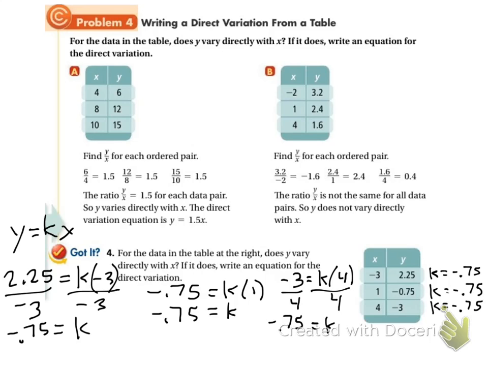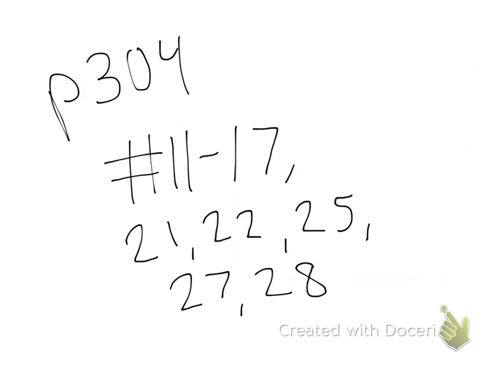And then for my equation, I just need to plug in the k that I got. So y equals -0.75 k. That would be my equation. Oh, not k, x. Sorry. Plug in -0.75 for k. There we go. y equals -0.75x. And there's your homework.